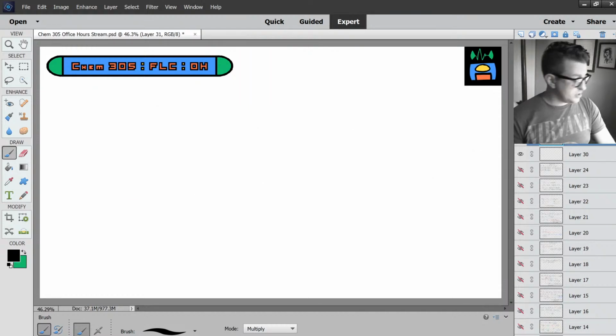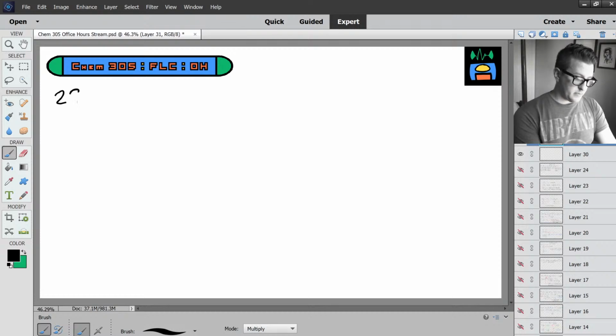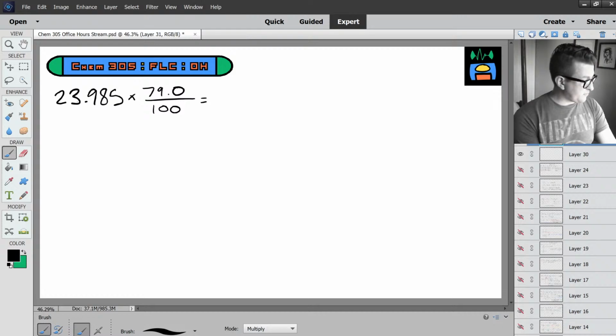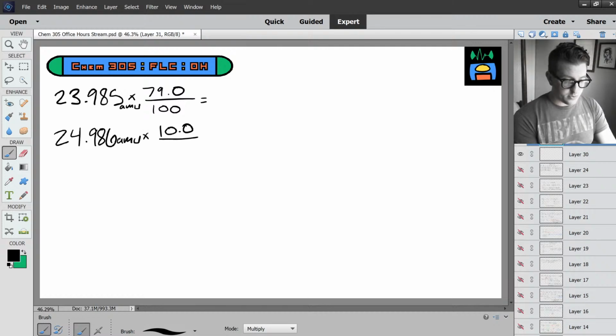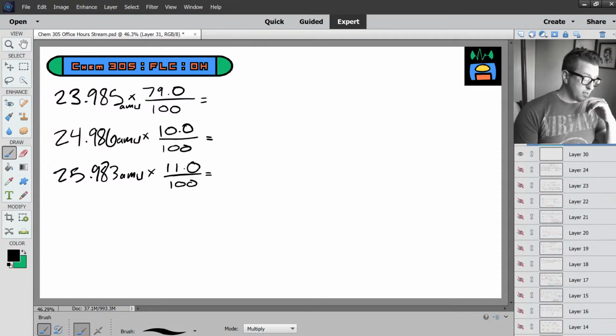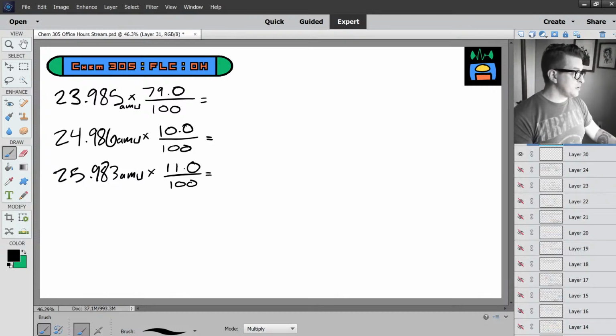So we need to take each mass and multiply. So for magnesium 24, its atomic mass was 23.985, and we'll multiply by its percent abundance, 79.0, over 100. We're going to do the same thing for magnesium 25, its atomic mass, 24.986 AMU times its natural abundance, 10.0 over 100. And then we do magnesium 26, whose atomic mass is 25.983 AMU. And we multiply here by our percent abundance over 100.